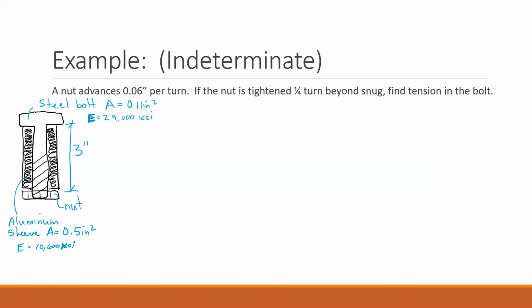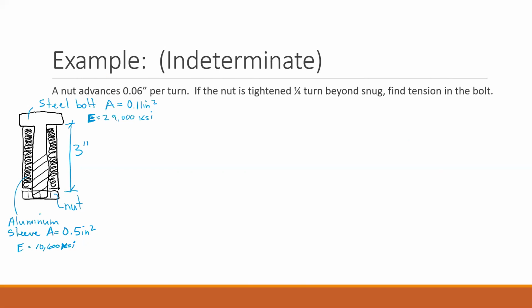So in this particular problem, I'm saying that I have this situation where I have a sleeve, an aluminum sleeve on a steel bolt. So it's kind of like this. You can imagine that these washers create a sleeve. And I'm saying that I got it so that it was just snug, so there's no extra space in there. And then I continued to turn it a quarter of a turn.